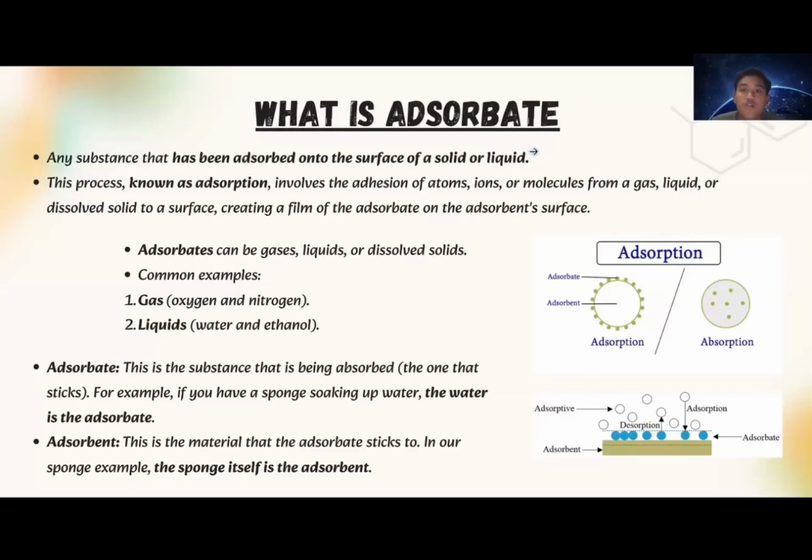So I'm going to talk about the adsorbate. Adsorbate is any substance that has been adsorbed onto the surface of a solid or liquid. This process, known as adsorption, involves the adhesion of atoms, ions, or molecules from gases, liquids, and dissolved solids to a surface, creating a film of adsorbate on the adsorbent surface.